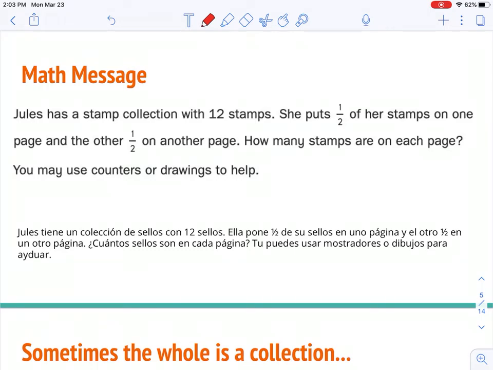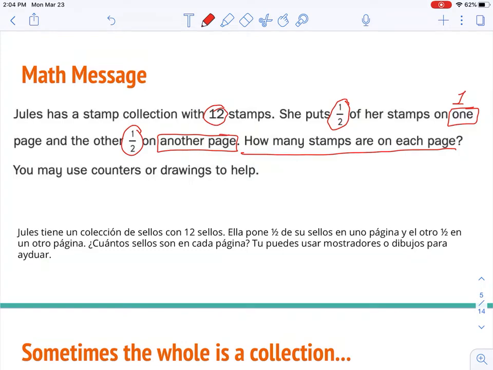Okay, remember yesterday when we did story problems with fractions, we talked about using cubes. We still need to use cubes and think about what's the information that I already know and what am I trying to figure out. So I'm trying to figure out how many stamps are on each page. I know that there are 12 stamps in all, and I know based on this information, half of our stamps are on one page. I'm going to box this right here because it's important, and half are on another page.